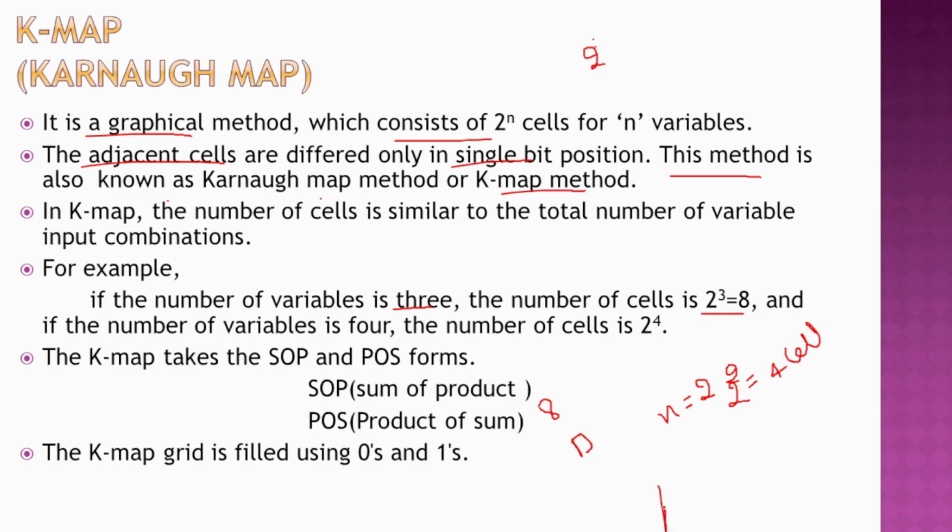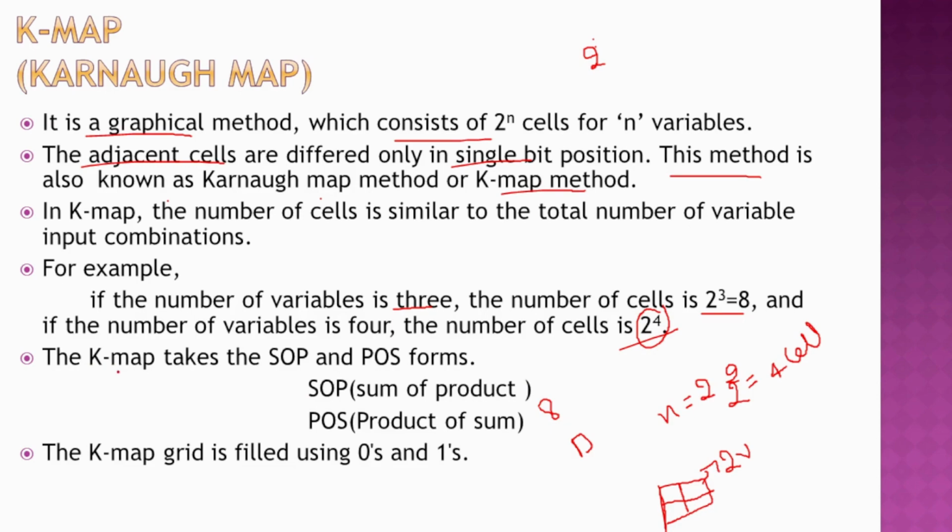How many cells are in this square? There will be 4 cells. It is used for two variables. If you have 3 variables, the total number of cells will be 8. If you have 4 variables, the total number is 8 into 2, so 8 into 2 means 16. The total number of cells in the K-map will be 16.